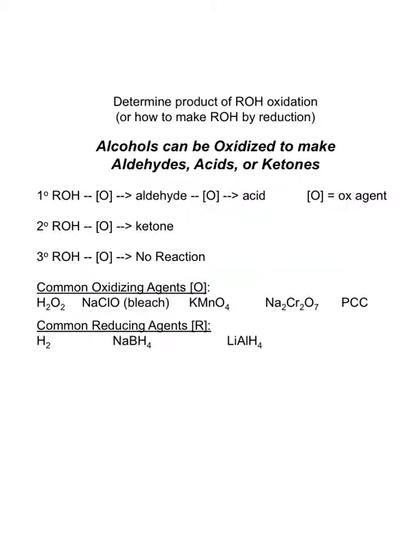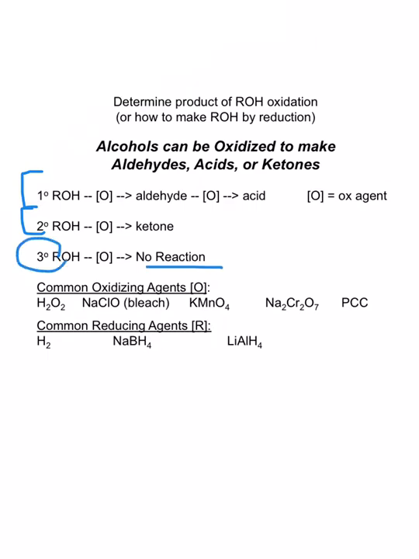Alcohols can be oxidized to aldehydes, acids, or ketones, and it depends on the type of alcohol. So, for example, primary alcohols are oxidized to aldehydes or acids, depending on the oxidizing agent. Secondary alcohols are oxidized to ketones. Tertiary alcohols, no reaction occurs.